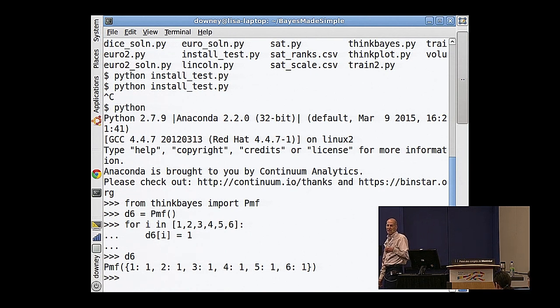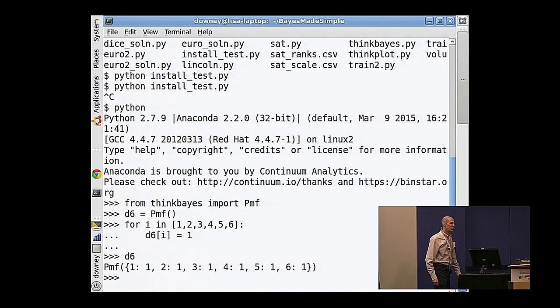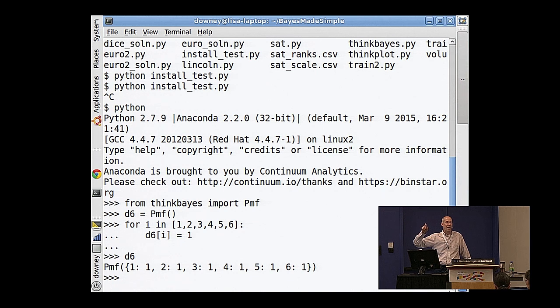So one minor note: in the notes I use the set method, but the bracket notation here does the same thing, so you can do either one you prefer. What I have here is a PMF that has 6 possible outcomes for a 6-sided die. Initially I've set them all equal to 1, which means they all have the same probability. But those probabilities add up to 6, not 1, which means this isn't a proper PMF. In a proper PMF, the probabilities should add up to 1, and I can make it one by using the normalize method.